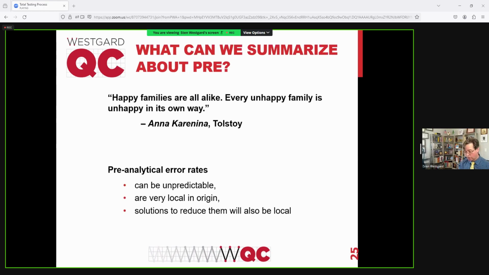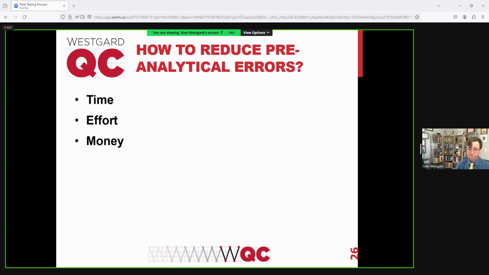Could be local in the sense of what are the skills of the staff available to you at that facility based on where you are in the world. That also means some of these solutions are going to have to be local. That is, we can't generalize too much because how you succeed is going to be an individual path. But we will try and generalize nevertheless and say, how do we tackle pre-analytical errors and try to reduce them?